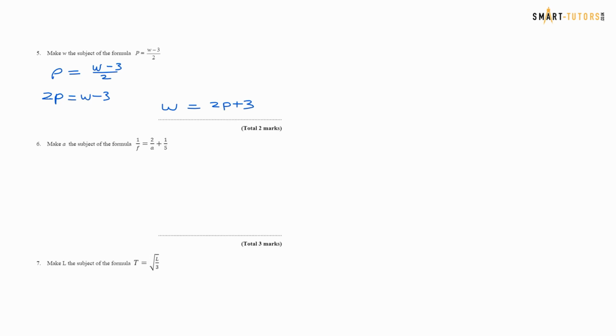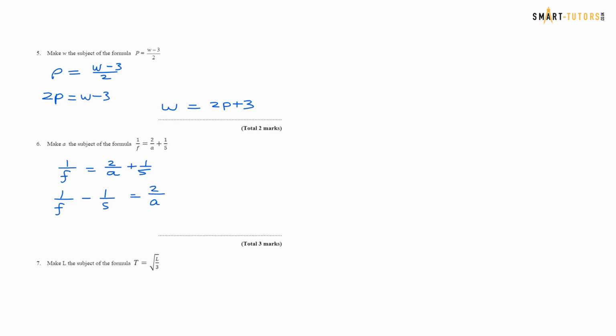Question number 6. Make A the subject of this formula. So 1 upon F equal 2 upon A plus 1 upon 5. So what we are going to do is make A the subject. I don't want the 1 upon 5 this side, so I'm going to bring it here. So 1 upon F minus 1 upon 5 equal 2 upon A.